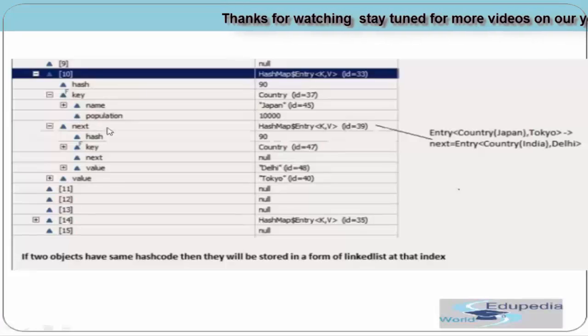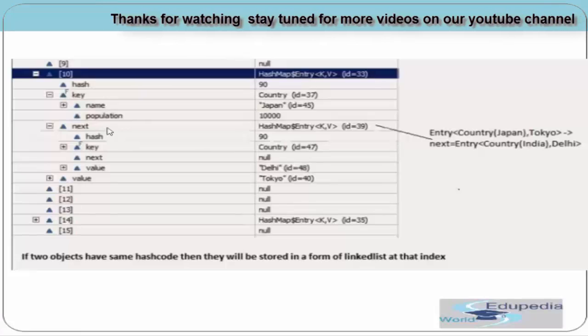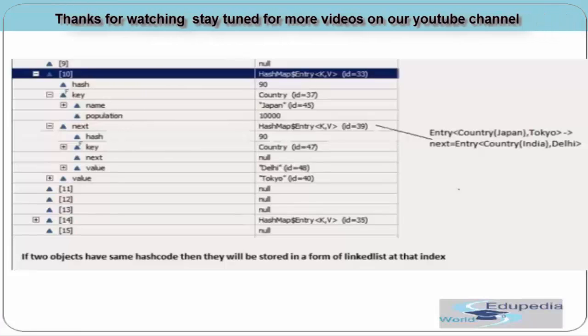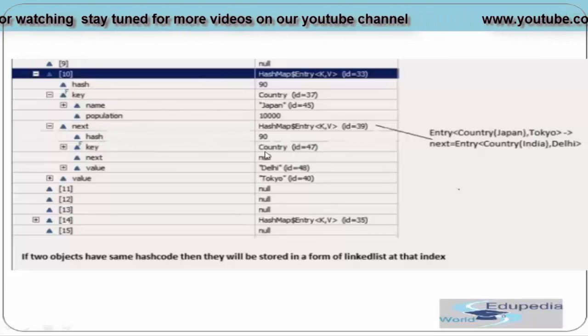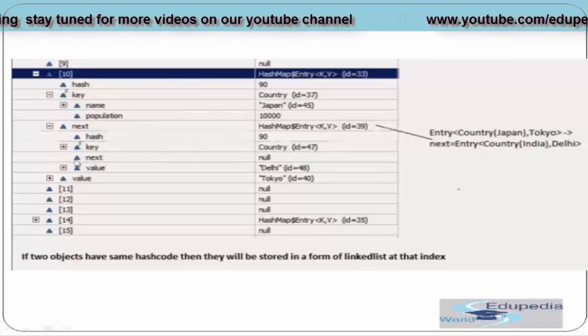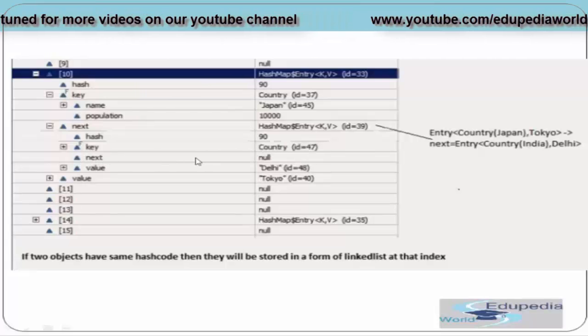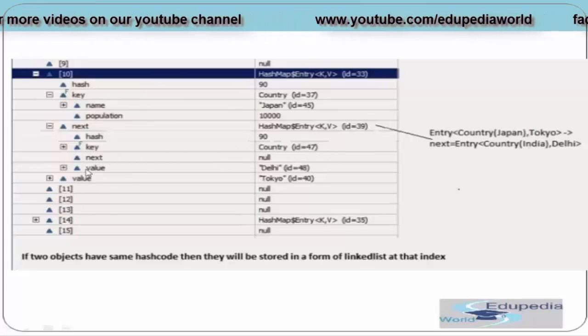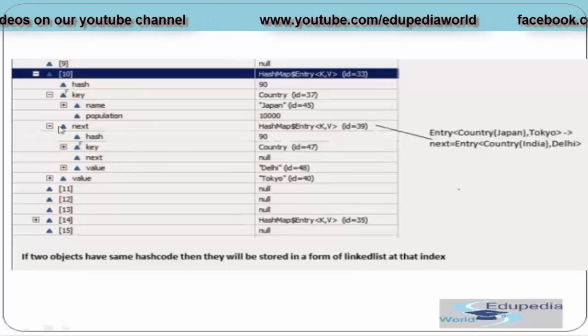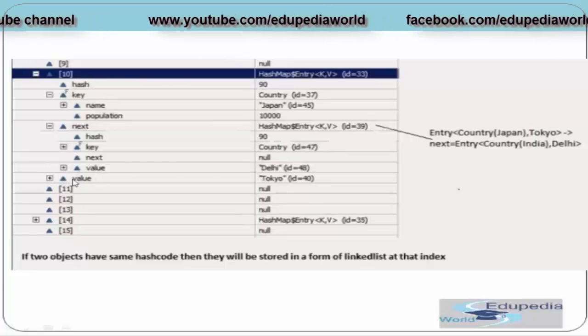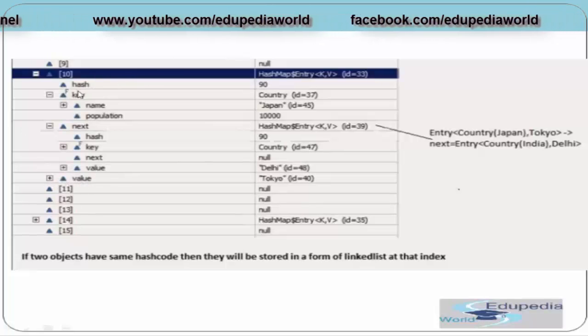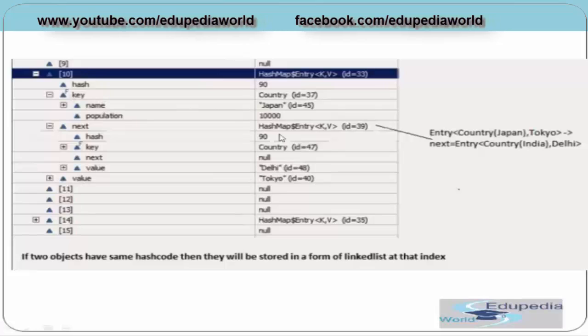Then it also contains next. Next is actually pointing to the next element in the linked list. If we go to this next, what all does it contain? Again, it contains a hash. It contains a key which is country. Again, it contains a next. Now its next is null because it is not pointing to any other element. Then its value is Delhi. So this is one element in the linked list. There is one more thing, value. This value is associated with the outer key. So for Japan, the capital is given as Tokyo.